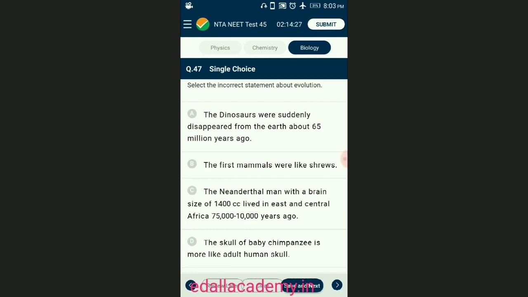The statement that Neanderthal man with a brain size of 1400 cc lived in East and Central Africa 75,000 to 10,000 years ago is the wrong statement about evolution.